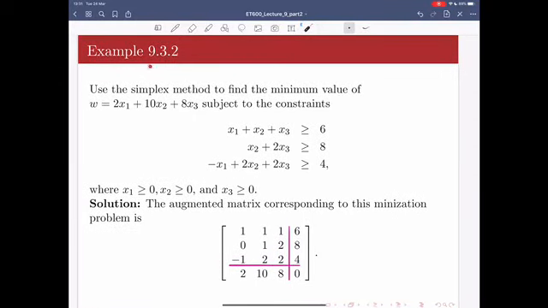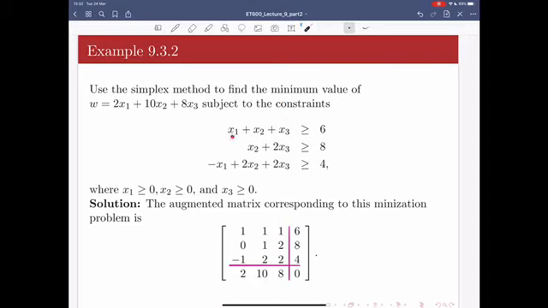Let's look at our next example, 9.3.2. We want to use the simplex method to find the minimum value of w as a linear function of three variables, 2x1 plus 10x2 plus 8x3. That means we want to minimize w subject to the following constraints.